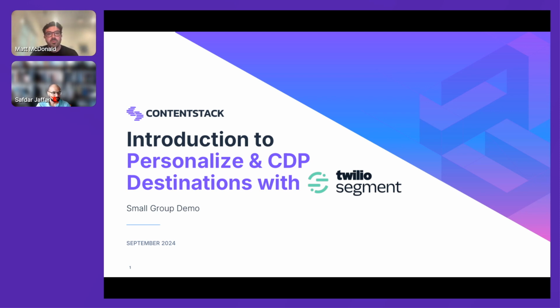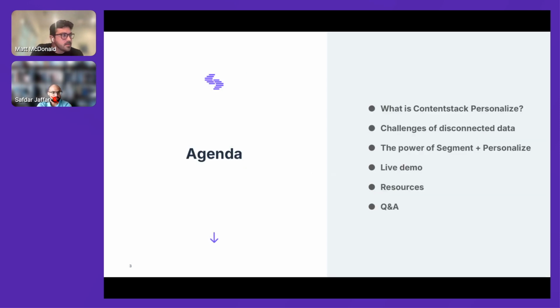So let's quickly go over what we'll be covering today on the agenda slide. We're going to start with a brief introduction to Contentstack Personalize and the challenges associated with disconnected data. And then we'll move into diving into the magic of Segment and Personalize, uncovering the benefits of this integration. And then we'll have a demo where we'll showcase the power of this integration in action. And then at the end, we'll point you towards some helpful resources and, of course, have some time for Q&A at the end. So let's jump into it.